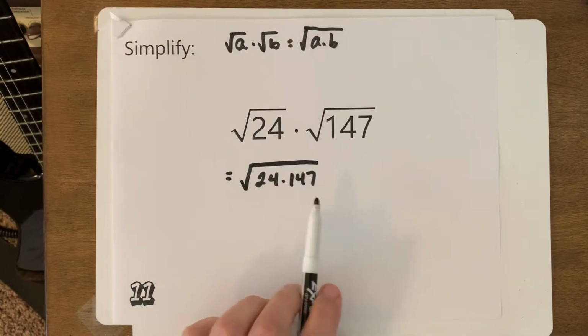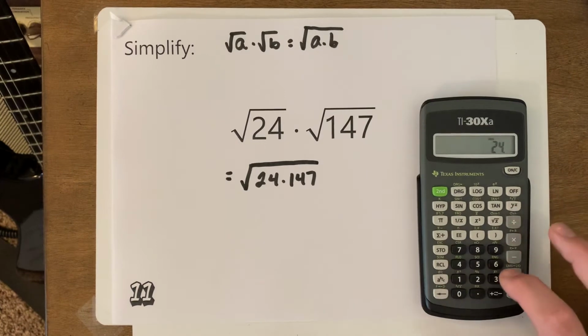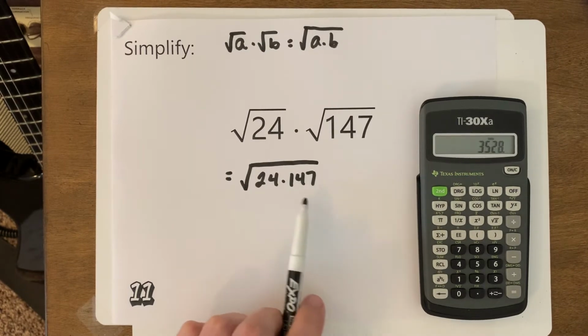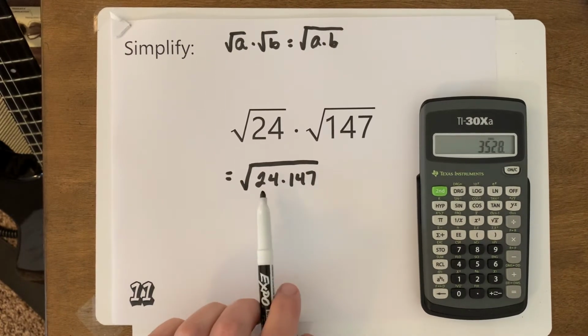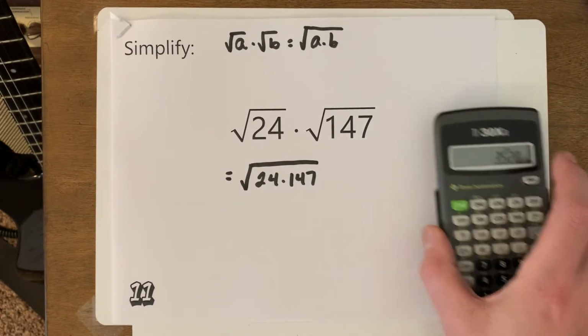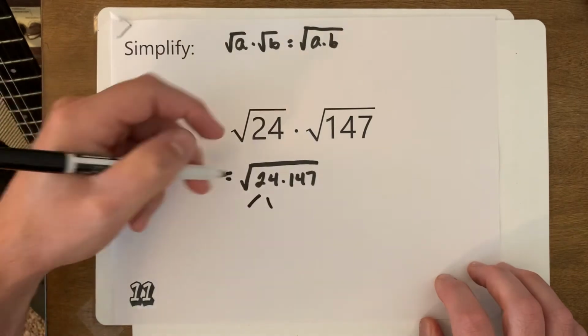Now, how come I don't multiply 24 and 147? Because if I do that, I'm going to get 3528. Well, the reason why I'm not going to multiply these together right now is because I'm eventually going to have to break them apart to simplify this. So what good is it going to be to me to multiply them together when I'm just going to have to break it apart again, right? And go through that hassle. So what I'm going to do is I'm going to just start breaking these numbers down.